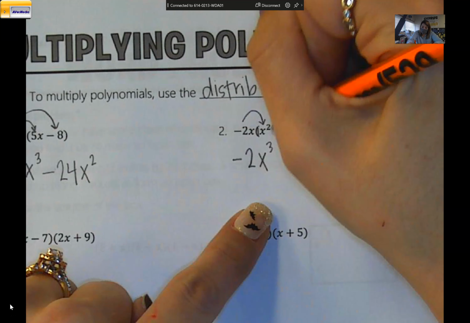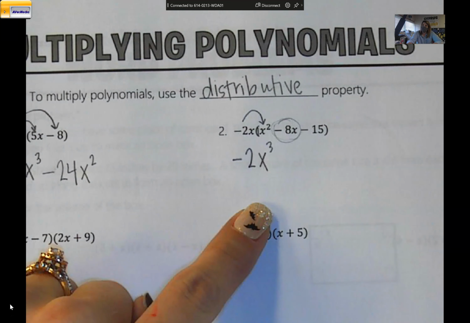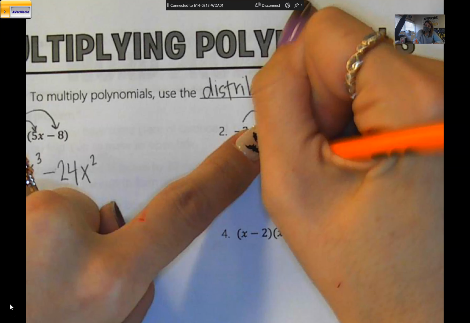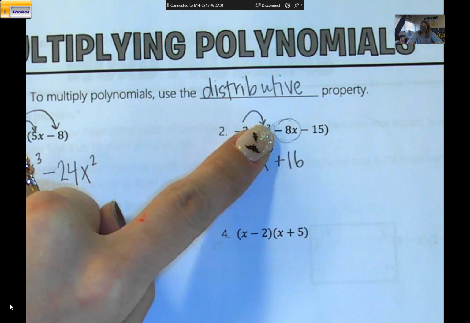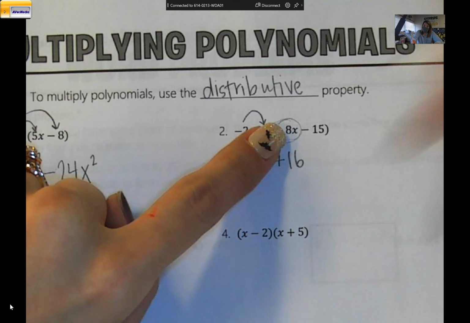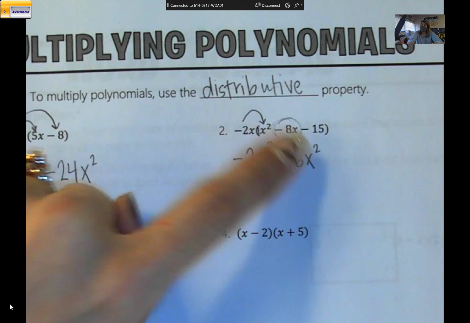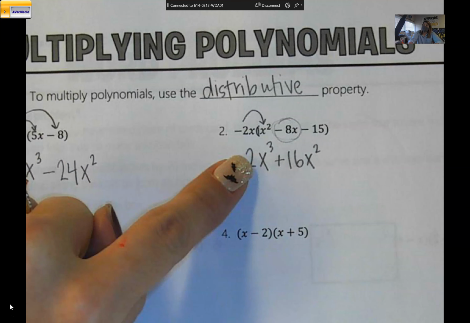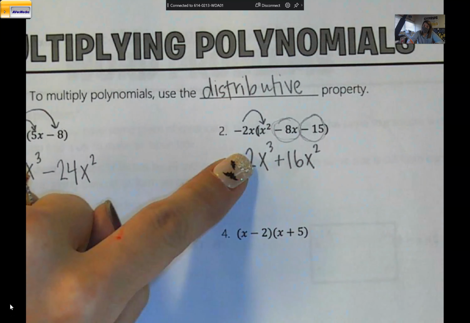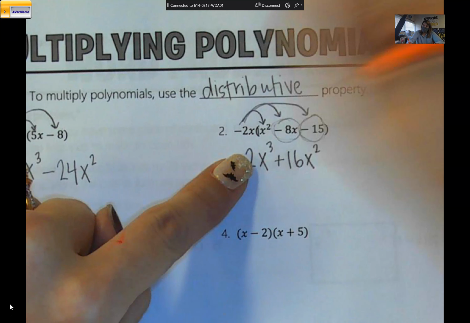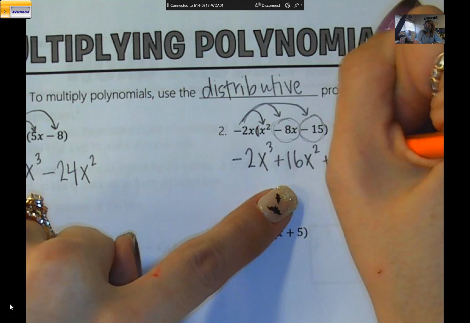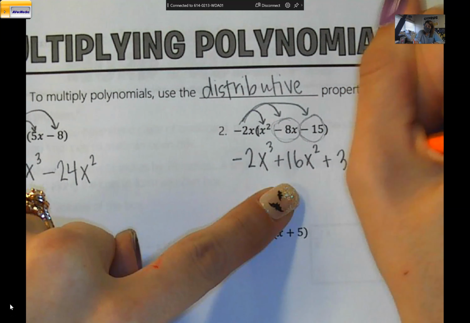Okay, on this next one, I would think about it as -8. So -2 times -8 is going to give you a positive 16. X on the outside, x on the inside, so that's going to go to x squared, or 2 in your exponent position. And then just like the -8, think about the 15 as -15. So -2 times -15 will go to positive 30, and you keep the x.